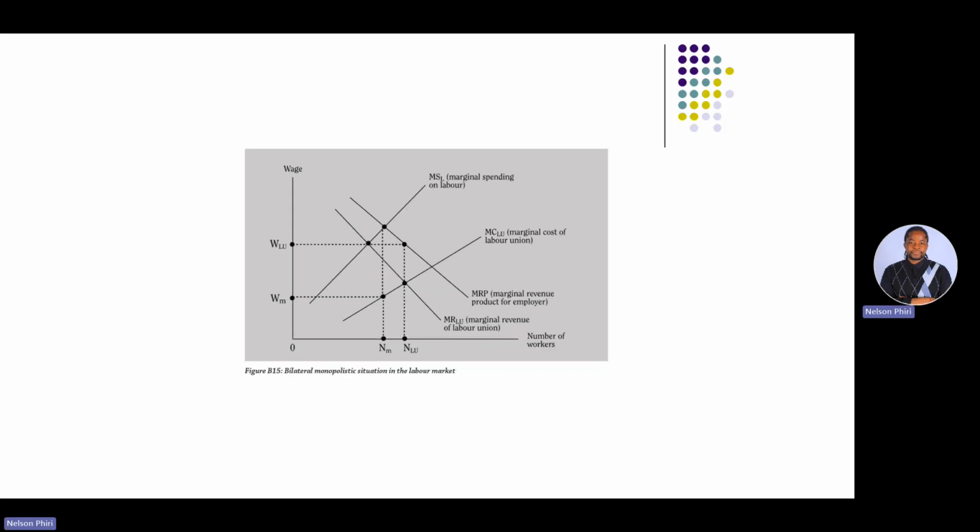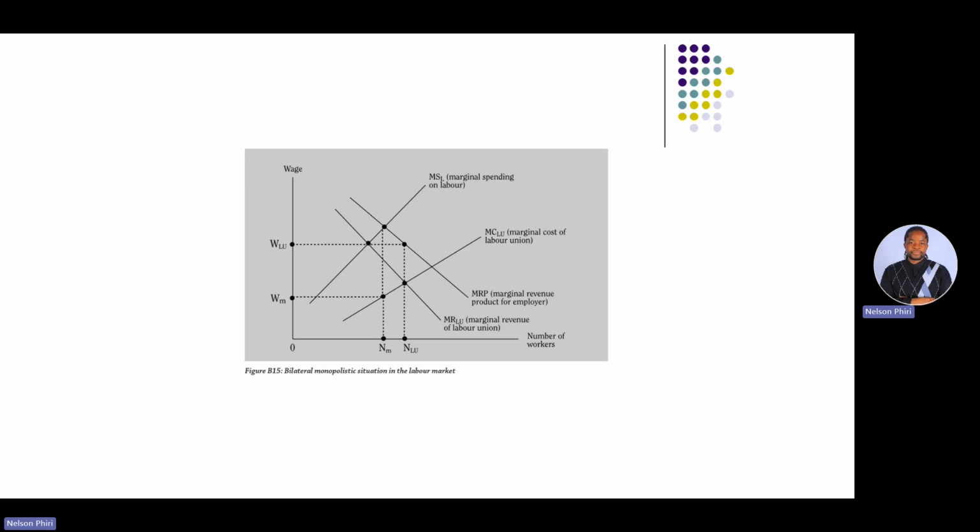Then there is another situation, which is a case of bilateral monopoly in the labor market. This bilateral monopoly situation is a scenario where both the buyers and the sellers of inputs have control over the setting of the price level. The figure that is shown there is your B15. That's the figure where we get this analysis from. The position of the monopsonist remains unchanged. The monopsonist will demand NM units of labor at a wage rate of WM. This is where MRP is equal to MSL.